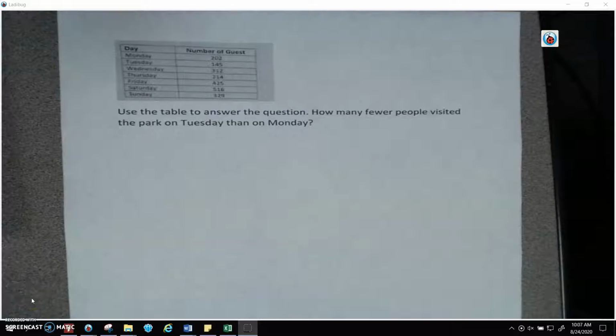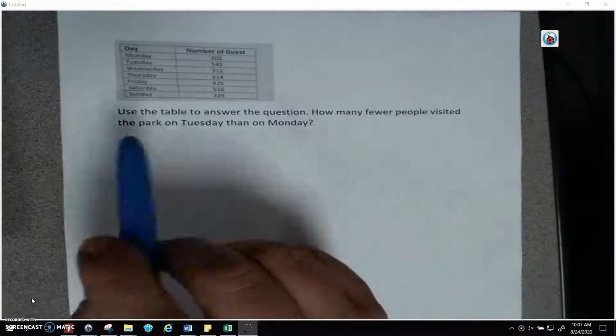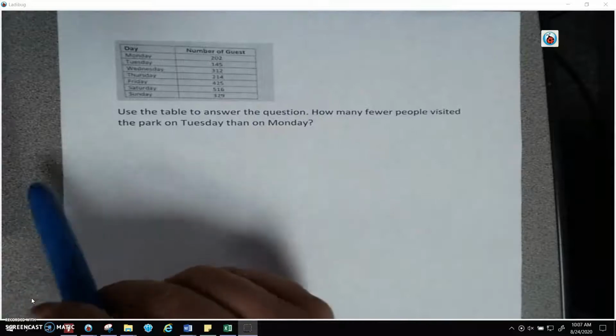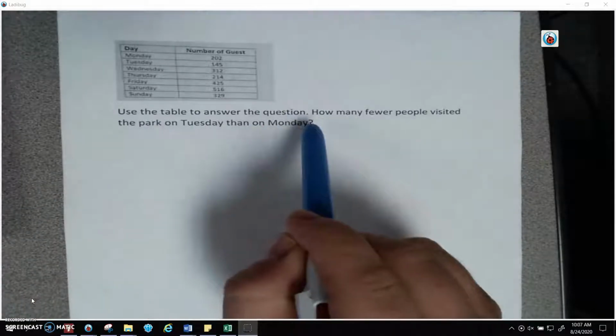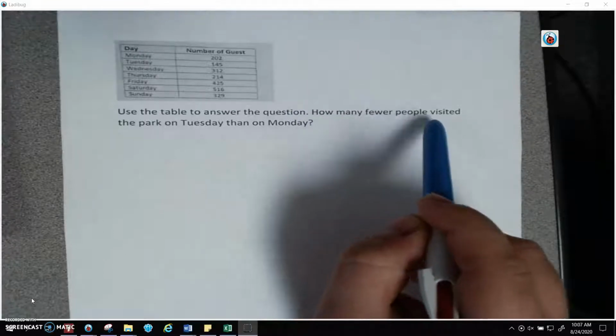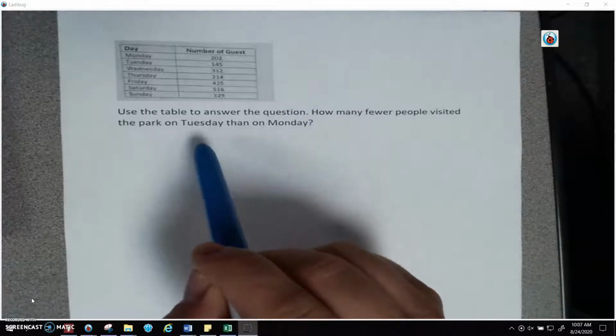All right, so now we're going to try one together. I have the same chart that was from the last question. The question now is asking, use the tables to answer the question. How many fewer people visited the park on Tuesday than on Monday?